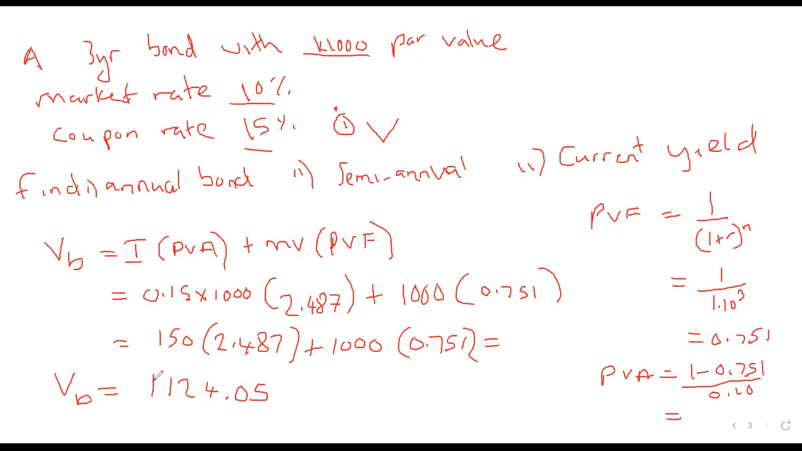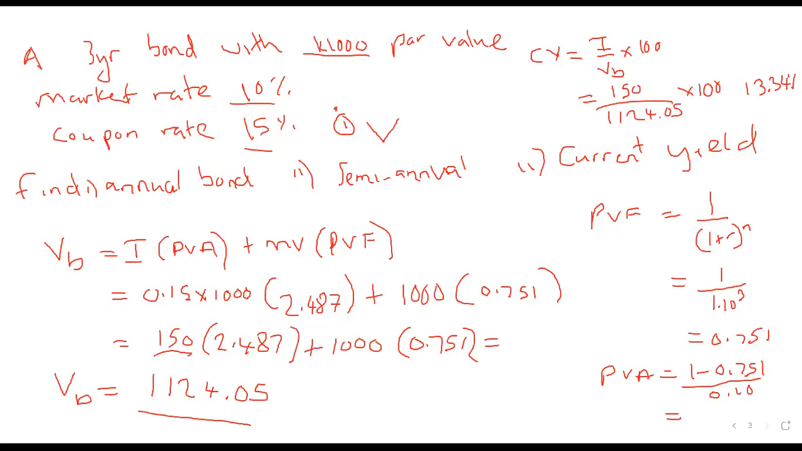So this is what we call the value of the bond. This is what we call the coupon payment. To find the current yield, our current yield is simply coupon value over the value of the bond times 100. So for the annual bond, what are we getting? 150 over 1,124.05. Multiply that by 100. What's the percentage you are getting? 13.34%.